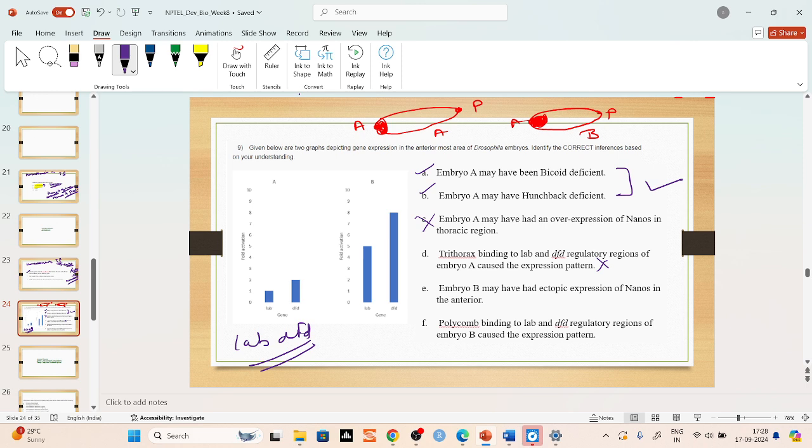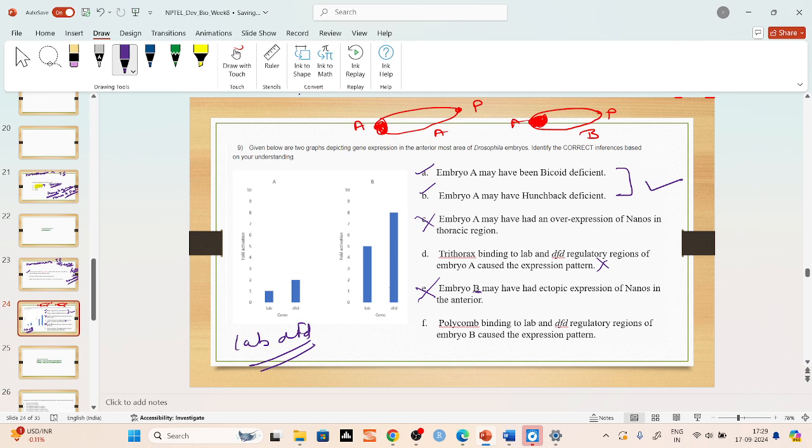Then embryo B may have had ectopic expression of nanos in the anterior. So if nanos was ectopically expressed in the anterior region of embryo B, then the expression pattern of labial and deformed should be low. But here the expression level of deformed and labial in B is very high. So we cannot say that there is ectopic expression of nanos here. So this also becomes wrong.